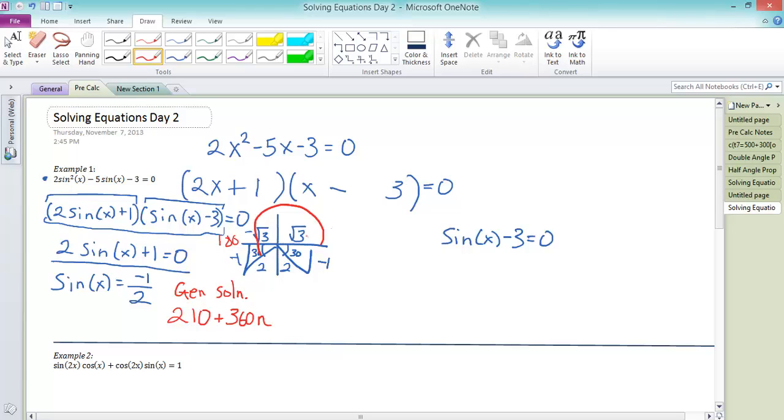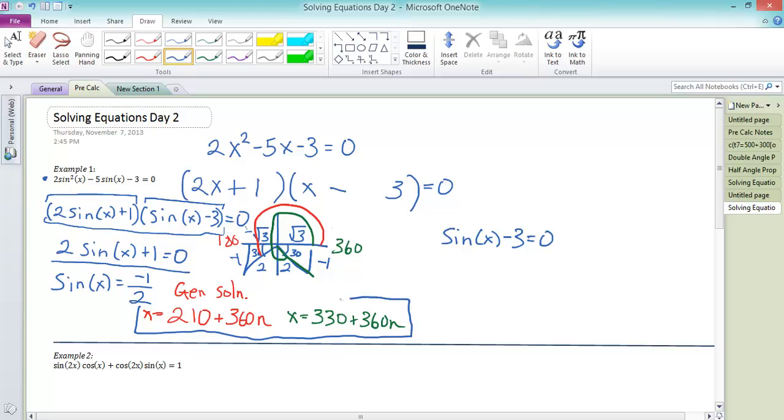That's one general solution. My next one, which I'll do in green, I need to go from the positive x-axis all the way around over here to the second angle, this guy right here. And I know that this is 360, but 360 minus 30 is 330. So this guy will be 330 plus 360n. And these are my two general solutions. So this is x equals and x equals. I'll box those in blue. So these are two of my solutions.